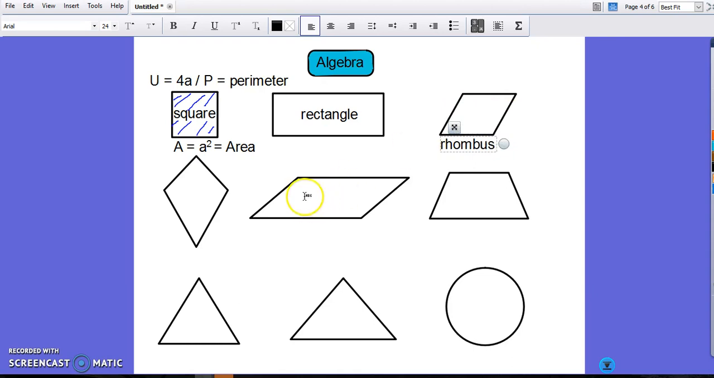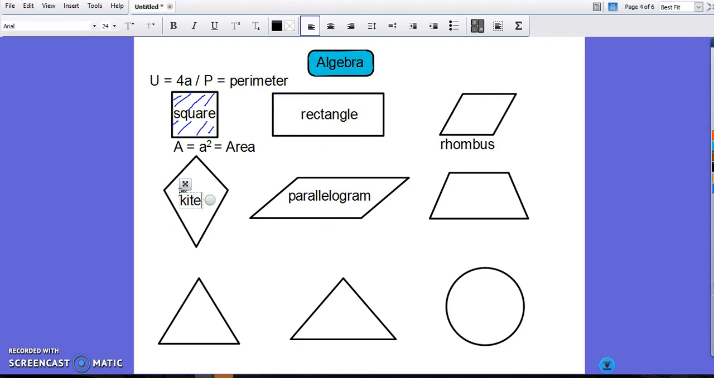Similar to a rhombus, we have this shape here, which is a more general rhombus, a parallelogram. In this shape, it's like a rhombus in that it has two pairs of parallel sides, but the sides don't have to all be the same length. I guess a rectangle is to a square like a parallelogram is to a rhombus.